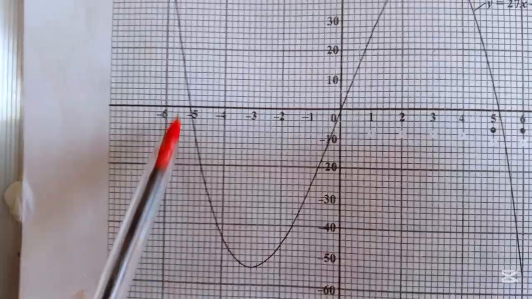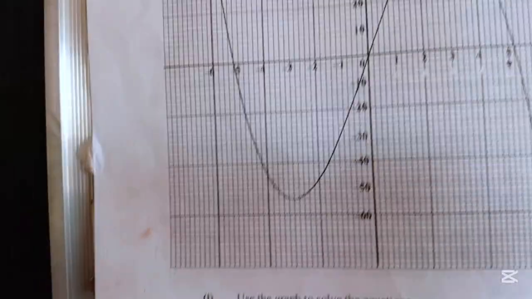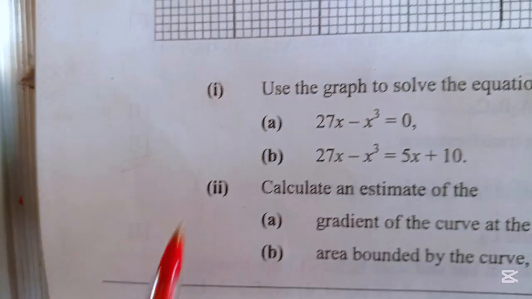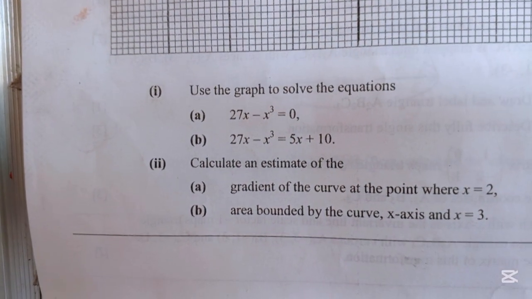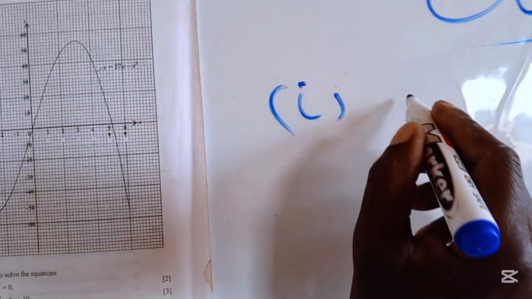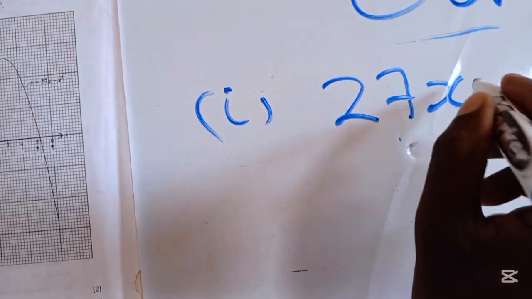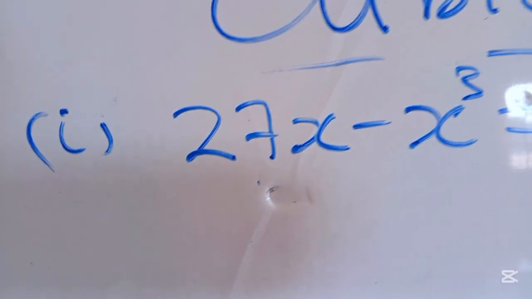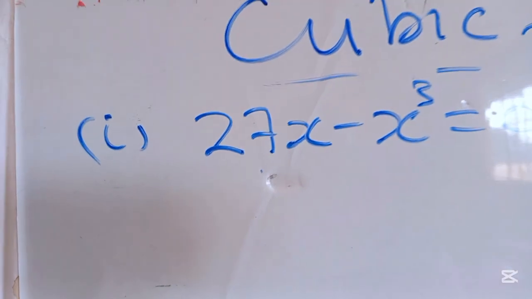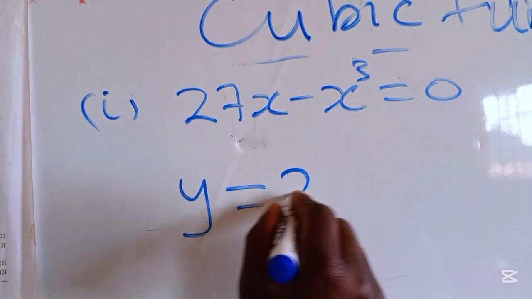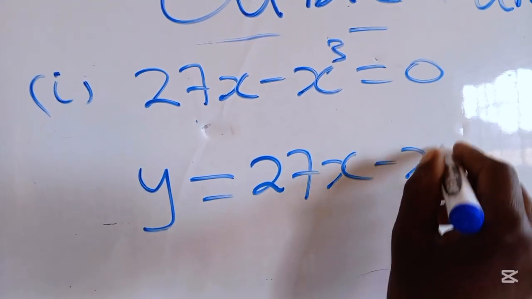They say use the graph to solve the equations. So I should use this graph to solve the equations. Ladies and gentlemen, we'll be looking at number 1, part 1A. They are saying I should use this graph where they say 27x minus x cubed equals 0. Now you should understand that the name of this curve is y equals 27x minus x to the power 3.